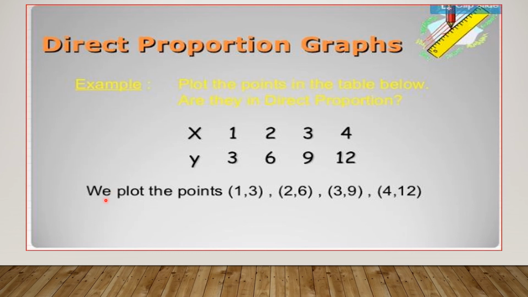So we are going to solve it. Firstly, we are going to make the ordered pairs. So four ordered pairs are here. How have we made them? For the value of x, which is 1, the value of y is 3, like this. For the value of x, which is 2, the value of y is 6, like this. For the value of x, which is 3, the value of y is 9, like this. And for the value of x, which is 4, the value of y is 12.